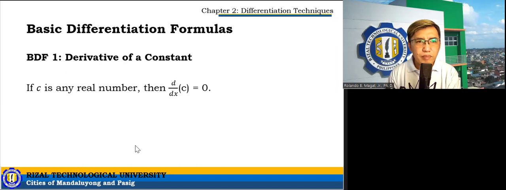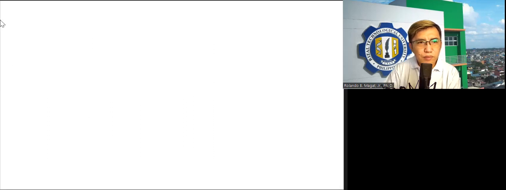Okay, so we have the basic differentiation formula number 1, the derivative of a constant. If C is any real number, take note, meaning C is a constant, then d over dx of C is equal to 0. And of course, we're going to show the proof.